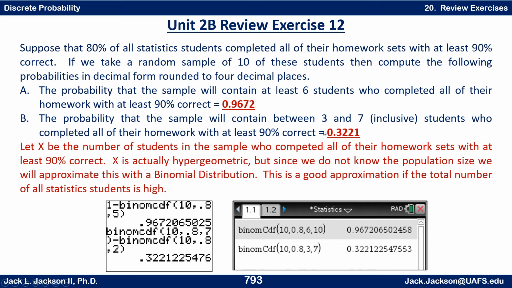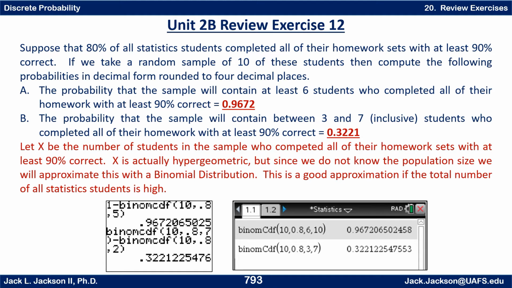And then between 3 and 7 inclusive, binomial CDF, again, 10, 0.8. We start with the 7, and then we go minus the binomial CDF 10, 0.8, 2. So notice we're keeping up to 7 and then taking away anything below 3, so that would be from 2 down, so hence the 2.